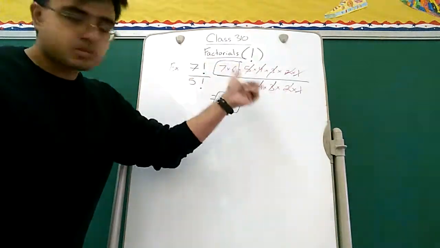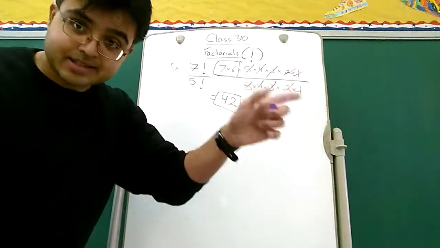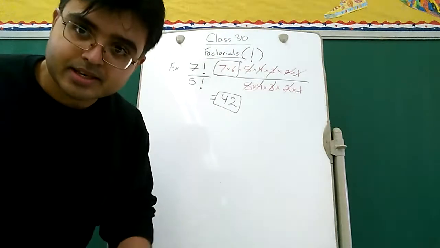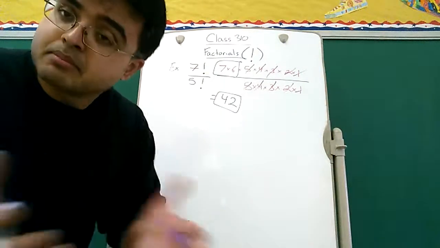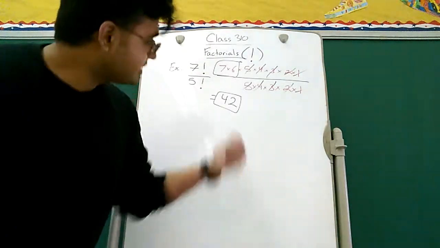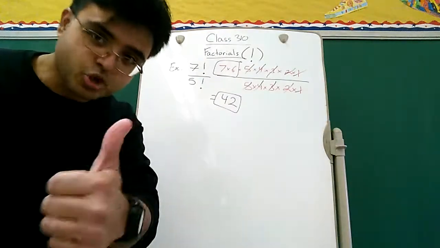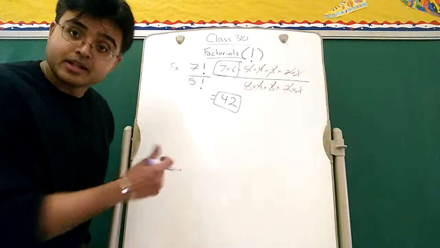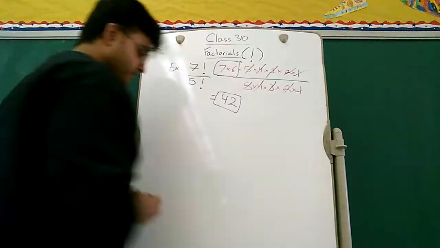You can do it the long way. You could do 7 times 6 times 5 times 4 times 3, get that answer, and divide it by 5 times 4 times 3 times 2 times 1, get that answer, and divide it the long way. But why? That would take 5 minutes. This takes us 5 seconds. Short way is always the best way. So this is how you divide factorials. Let's try one more example.